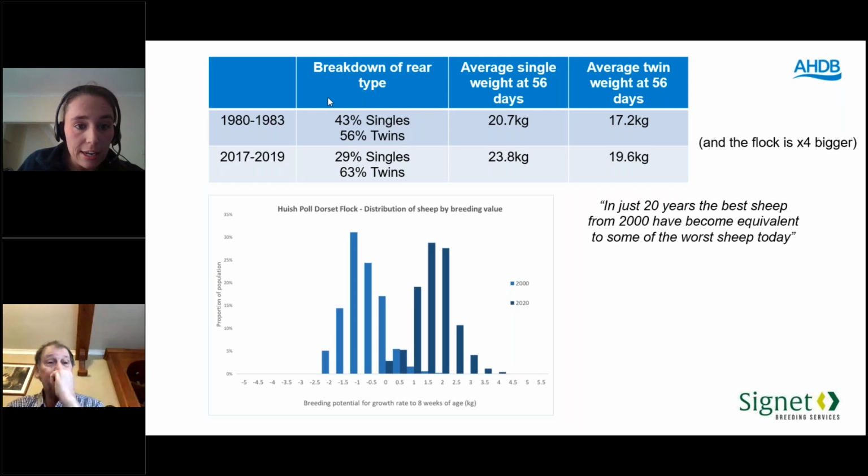Yep. I'm just looking at this then, you've moved from 56% twins to 63% twins. Yep. Getting an extra 3 kilos at 8 weeks on your singles and an extra 2.5 kilos at 8 weeks on your twins. And have you changed any other management things in there, or is that just figures? Or are they getting more creep, or what's going into that? No, everything is basically the same.